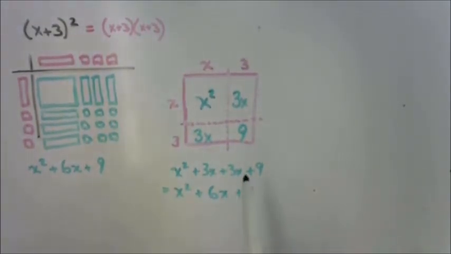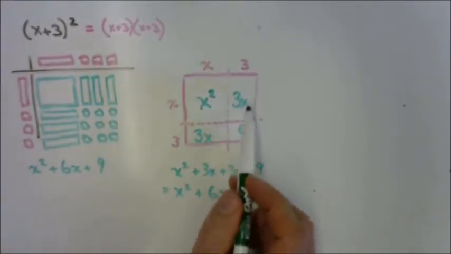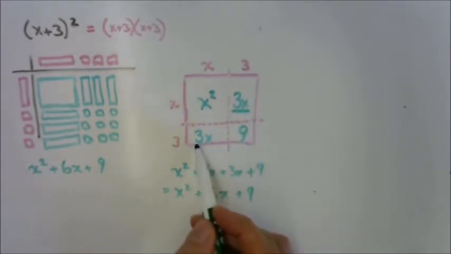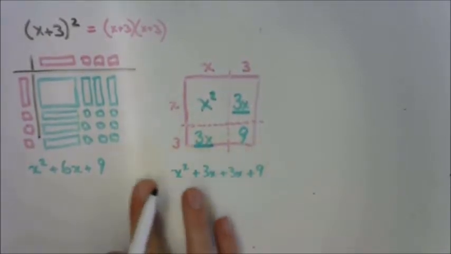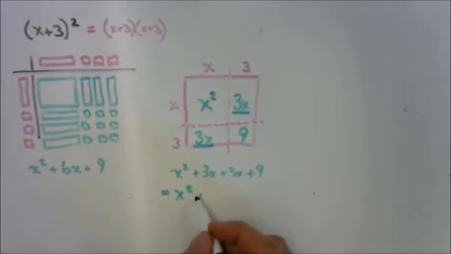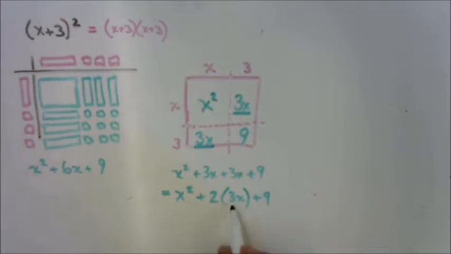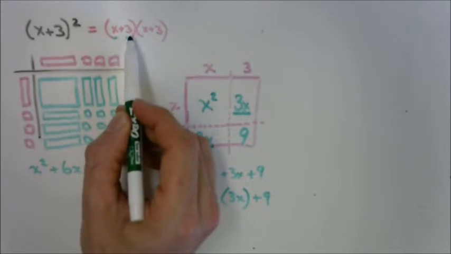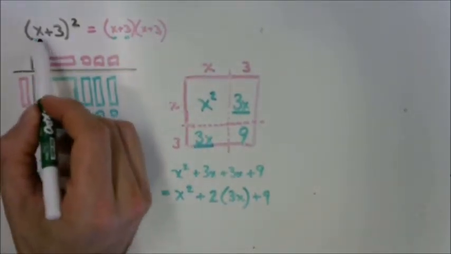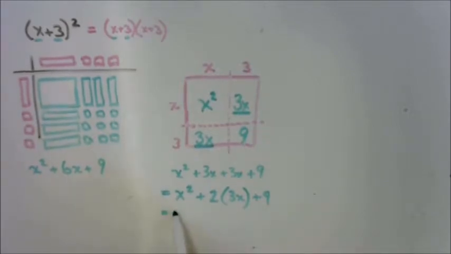Okay, something that you need to notice. What's going to happen every single time we draw a grid like this? What's going to be the same? What's going to happen with these two boxes? They're both going to be exactly the same. So what we really have here with 3x plus 3x is 2 3x's. Well, where did this 3x come from? The first two terms of our binomial. X times 3 times 2 equals 6x.